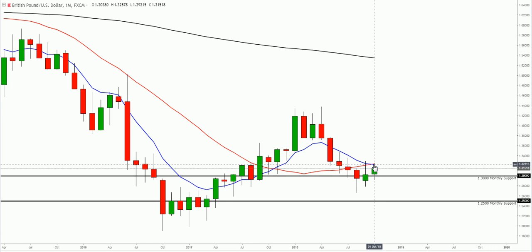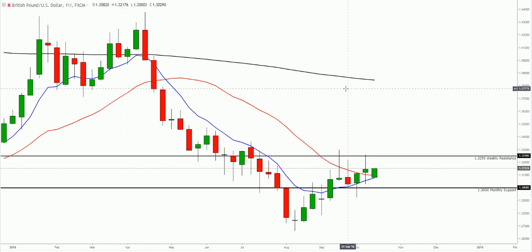Exponential moving average looking like it's going to cross over this month. Depending what kind of closure we get this month, we could be looking back at this 1.3 major support, potentially even lower. If that does happen, then I am looking at 1.2500 monthly support. And with all the uncertainty surrounding Brexit, I wouldn't be surprised to see that.